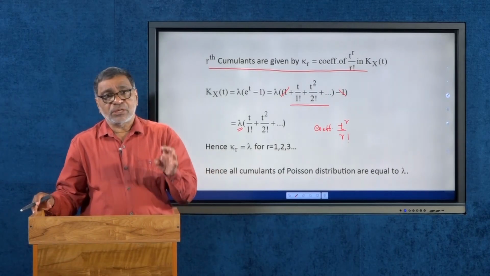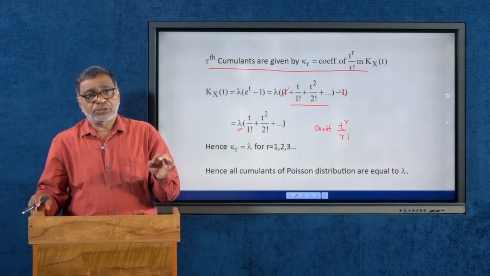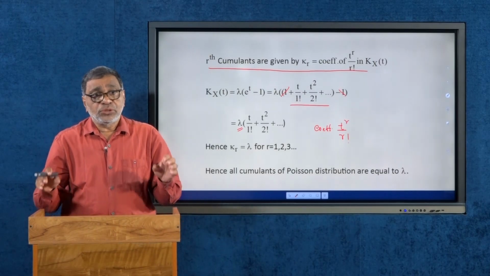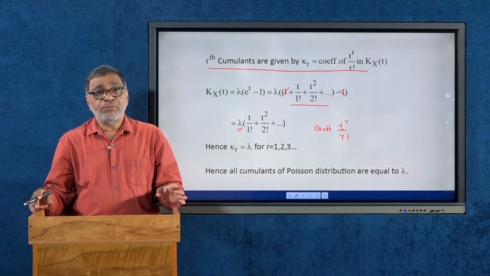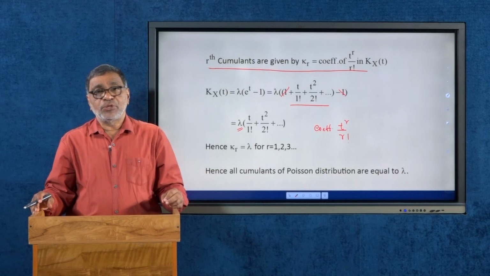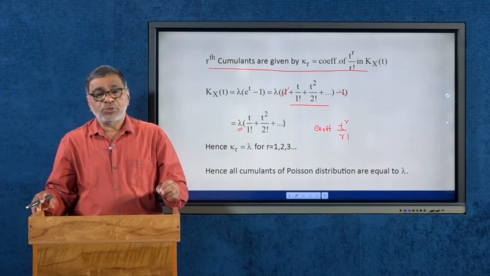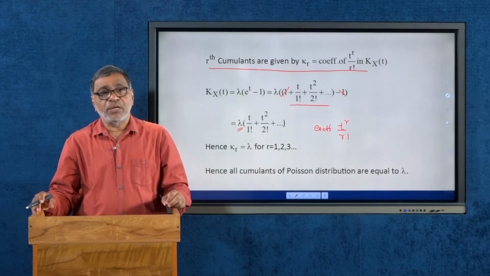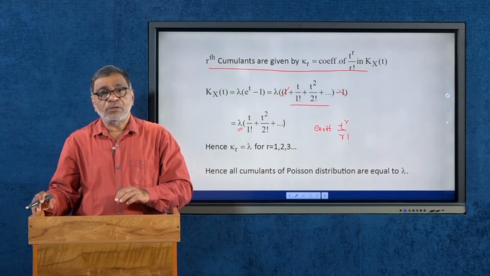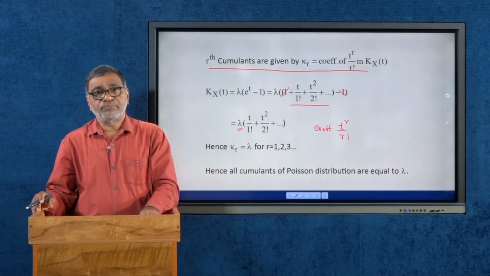Kappa 1 is equal to lambda, kappa 2 is equal to lambda, kappa 3 is equal to lambda. So, you just note a very interesting property of the Poisson distribution. All cumulants of the Poisson distribution are equal to lambda. So, for a Poisson distribution with the parameter lambda, all the cumulants of the distribution are equal to its parameter value lambda.